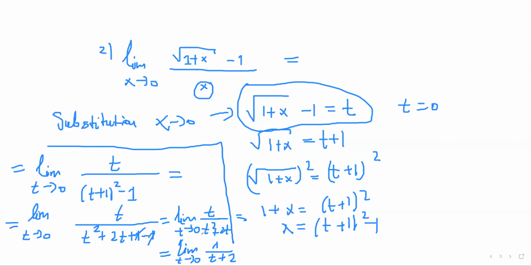There is no indeterminacy here. So 1 over 0 plus 2. So the answer is 1 over 2. So this limit is going to be 1 over 2.